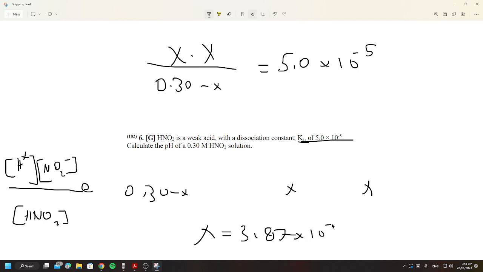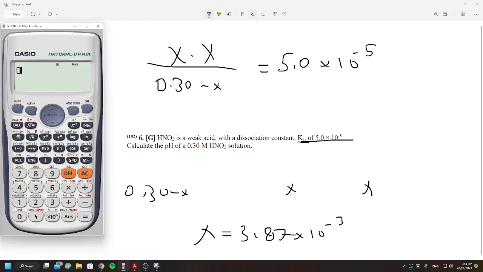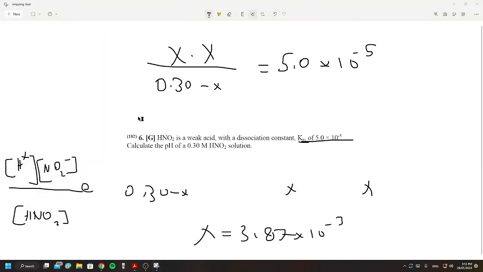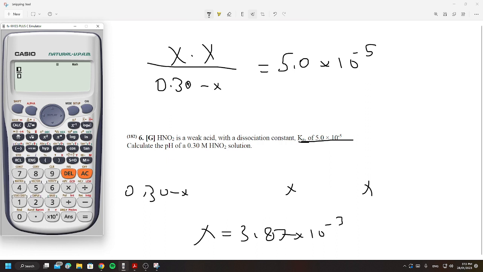3.87 times 10 to the power of negative 3, right? So if we were to do 0.30 minus 3.87 times 10 to the power of negative 3, we're still going to get approximately 0.30, so it doesn't really matter. I'm going to solve it on the calculator with x, with x squared over 0.30 minus x equals 5.0 times 10 to the power negative 5. And we got 3.84, so it's not that big of a difference.